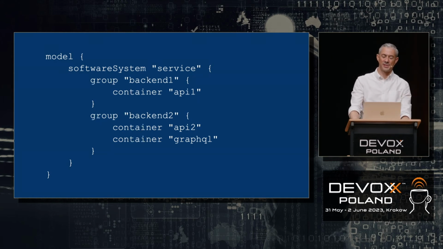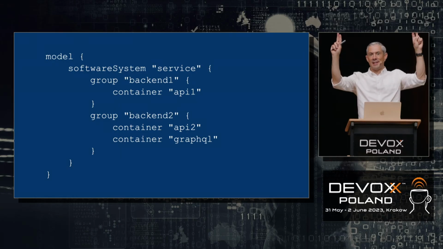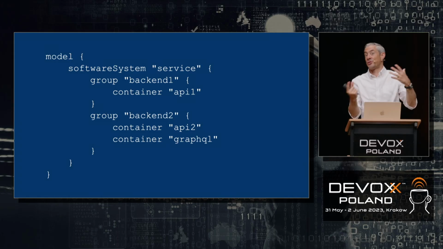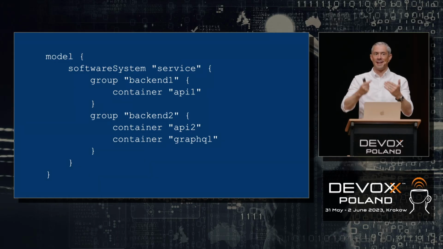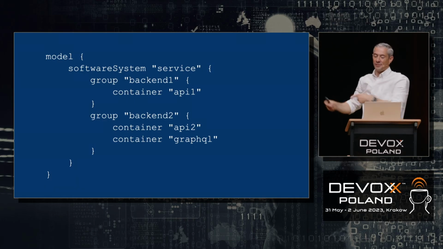Another approach is to maybe say, well, we still have that software system, and maybe it's all deployable artifacts, but maybe we've just got some grouping. So maybe a combination of API 2 and GraphQL is logically seen as backend number 2 for some historical reason. And again, I like C4 because it gives me the ability to define stuff like this a bit more precisely.